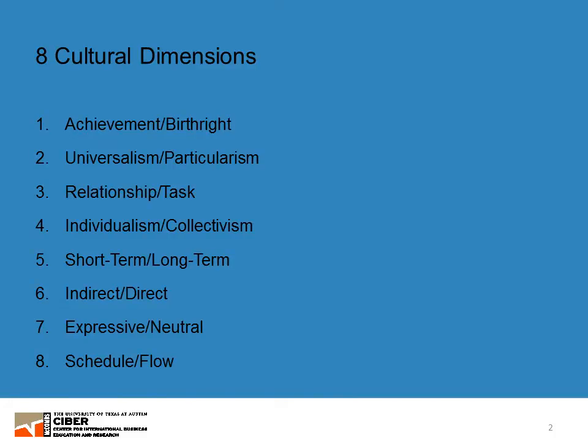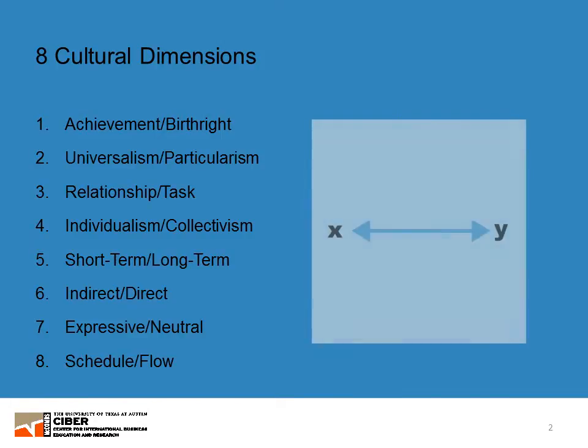There are 8 cultural dimensions in the toolkit. Each dimension is represented as a continuum with 2 ends. The ends of the continuum indicate 2 cultural features, different ways of looking at each dimension. One example of a cultural dimension is attitudes towards time.